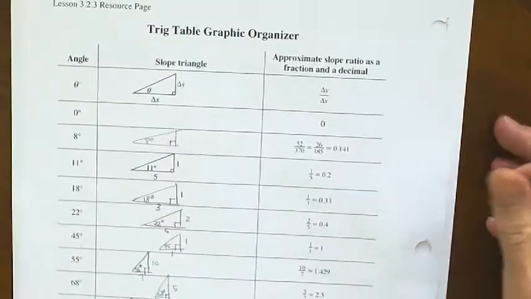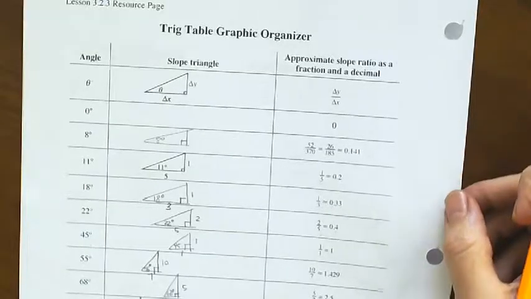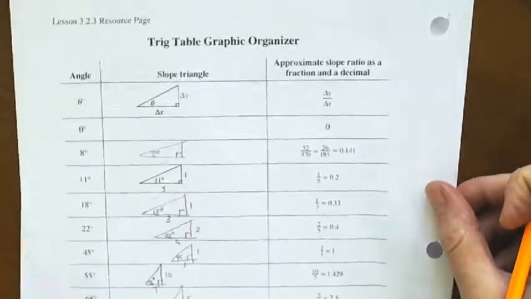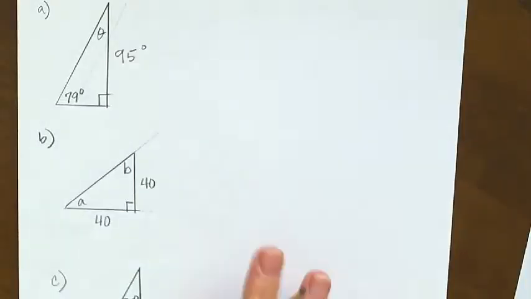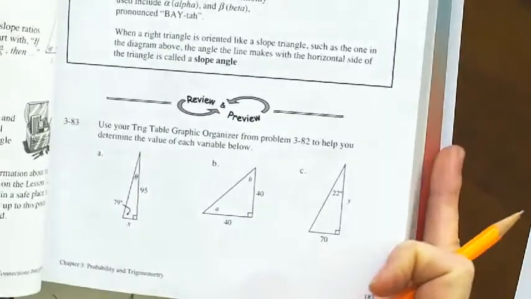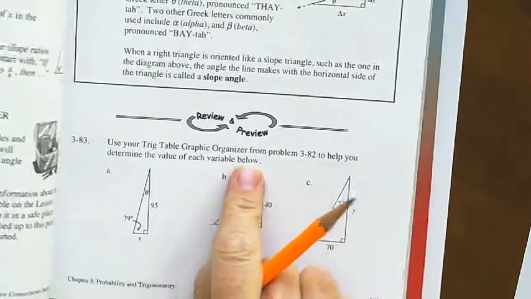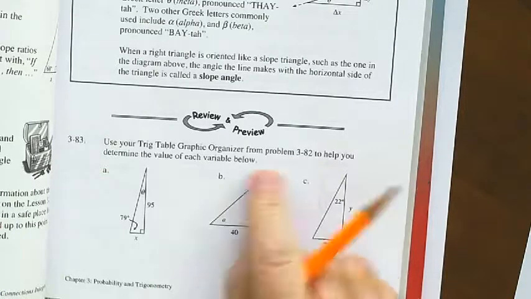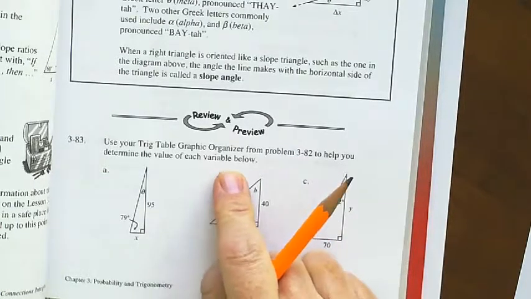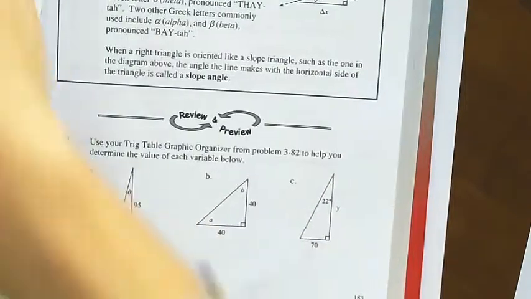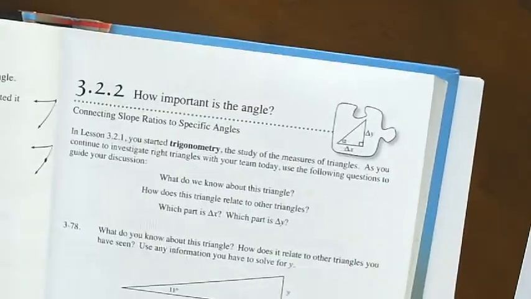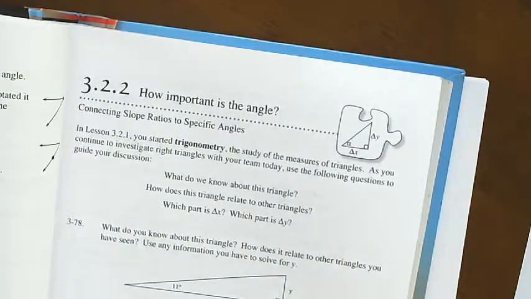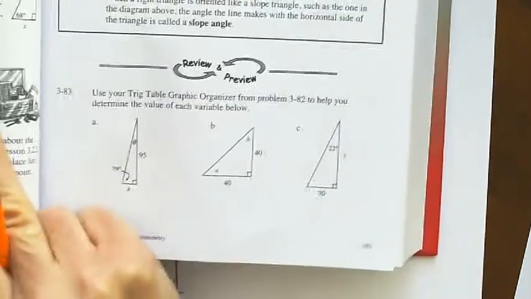Okay, you're going to need your trig table graphic organizer for this homework set, beginning with 3-83. It says to use your trig table graphic organizer from problem 3-82 to help you determine the value of each variable below. So remember, you should have your ebook open to this problem and have a tab. This is lesson 3.2.2, how important is the angle, and we're beginning with 3-83.